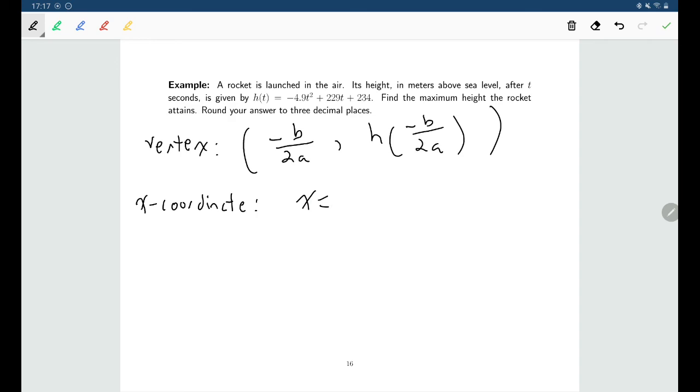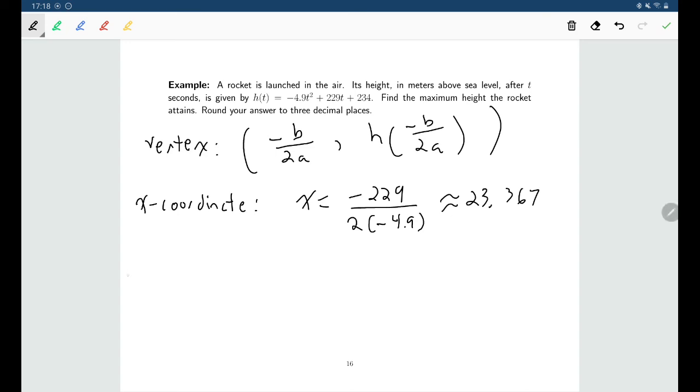So for our vertex, the x coordinate should be negative 229 over 2 times negative 4.9. That's negative b over 2 times a, which when you run that through your calculator, that gives you about 23.367. So after about 23-ish seconds, the rocket gets its maximum height.